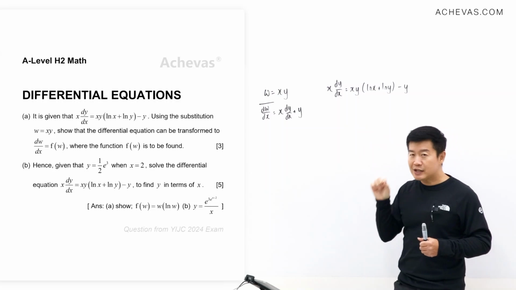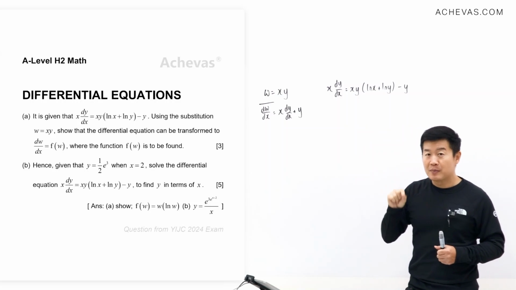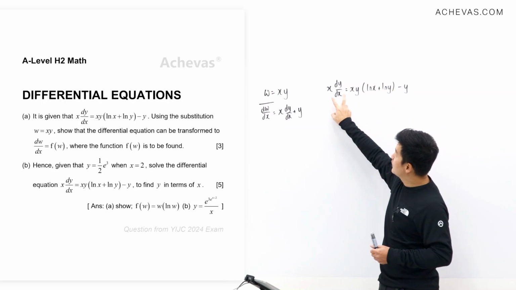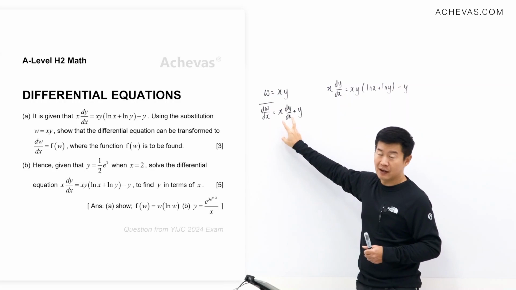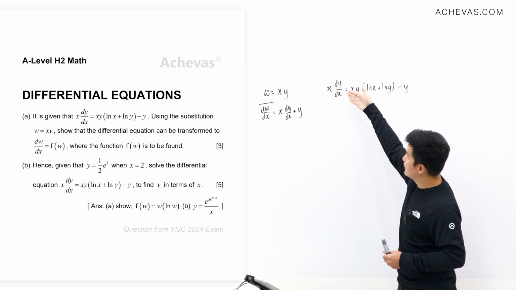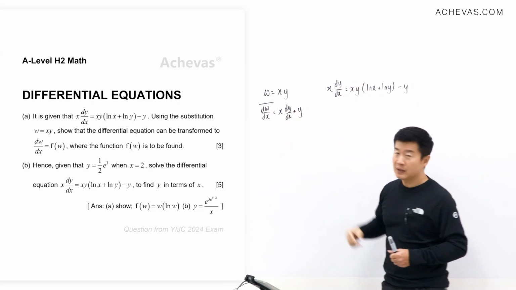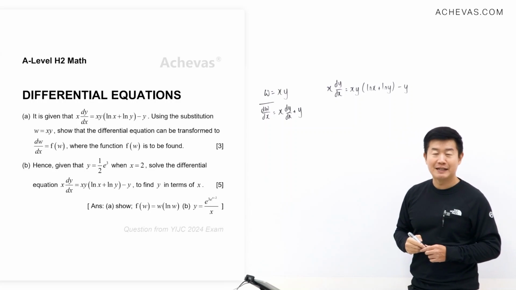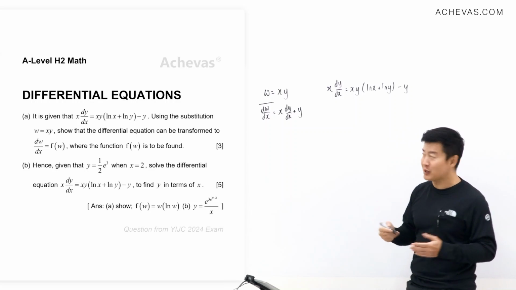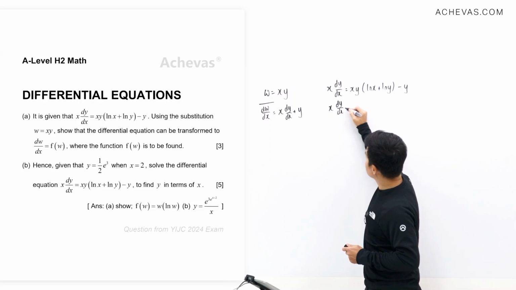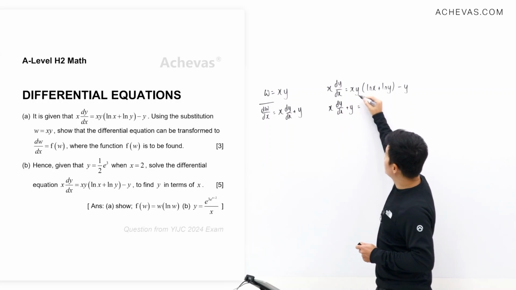But if we can just include a bit of observation and analysis of what we have here, there is an x dy dx here, and there is an x dy dx here. And if we were to bring minus y over to the left hand side, we will actually get x dy dx plus y, which can be very efficiently replaced by dw dx. So let's just do that. So we will get x dy dx plus y is equal to this.